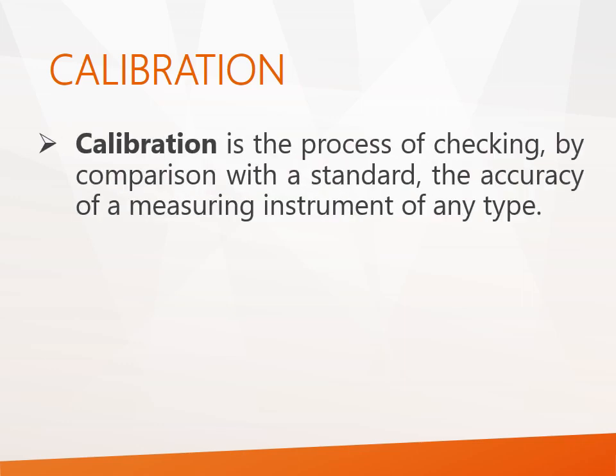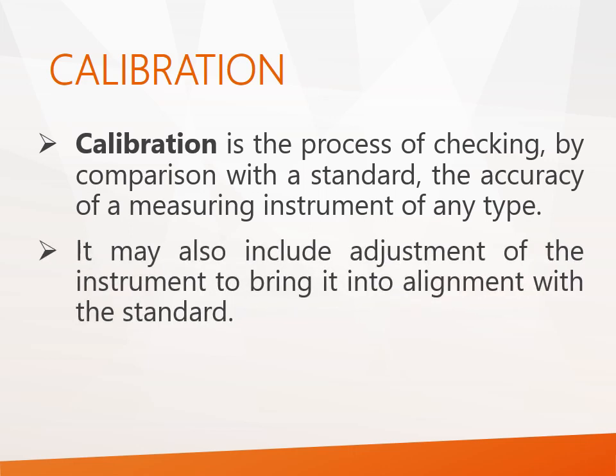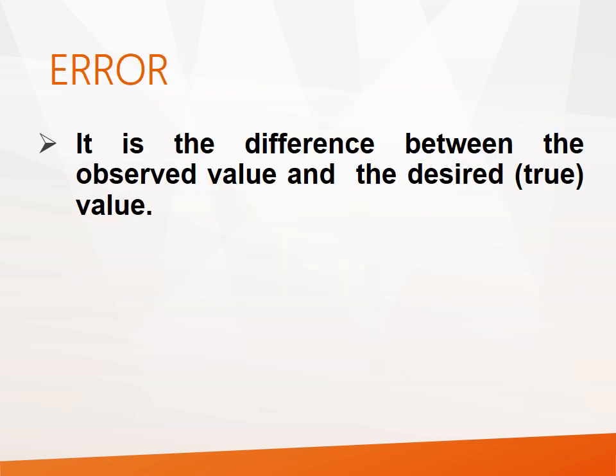Calibration. Calibration is the process of checking, by comparison with a standard, the accuracy of a measuring instrument of any type. So in this we have one standard instrument, and with that the other instrument is checked. It may also include adjustment of the instrument to bring it into alignment with the standard. If the standard value and the actual value do not match, then alignment is required. That process is known as calibration.